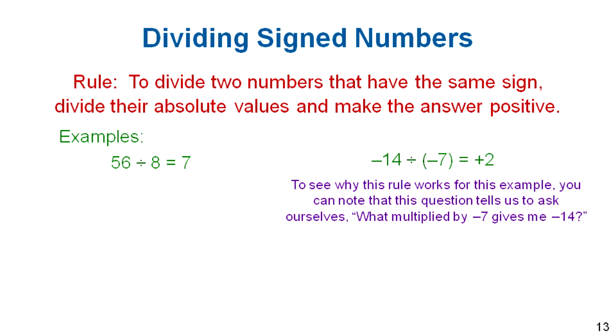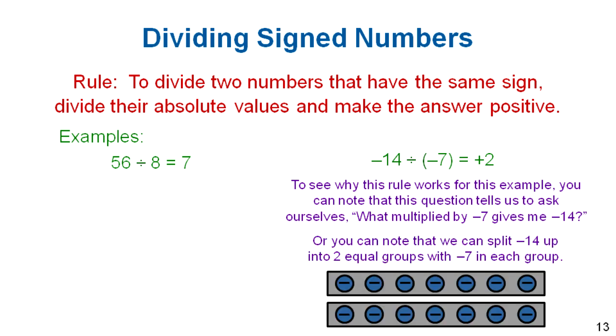To divide -14 by -7, you can start by noting that 14 divided by 7 is equal to 2, and then, since -14 and -7 have the same sign, keep the answer positive. To see why this rule works for this example, you can note that this question tells us to ask ourselves, what multiplied by -7 gives me -14? Or you can note that we can split -14 up into 2 equal groups with 7 negatives in each group.